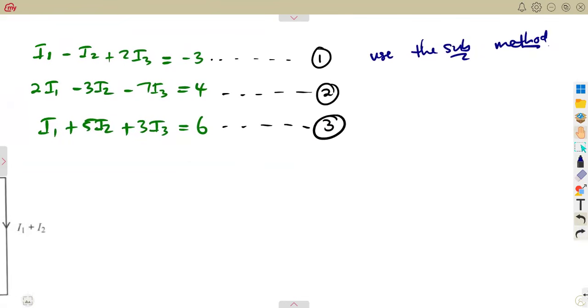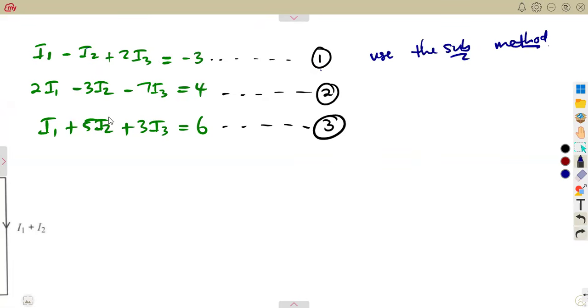So how can we use the substitution, which tends to be an easier method, though it's lengthy, just that we've got a lot of substitutions, but it's very, very easy? This is what you're going to do. You choose the part where you can make any one of these equations the subject. It's either from equation 1, you make I1 the subject, or you make I2 the subject, or you make I3 the subject. It's up to you.